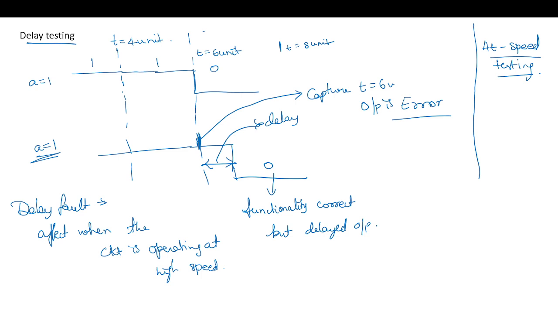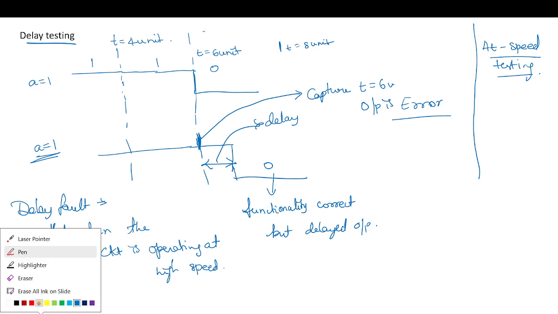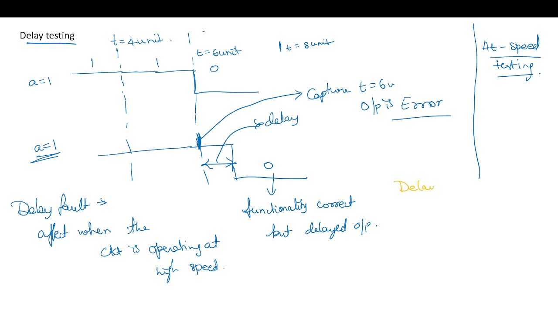So for these delay faults, the stuck-at fault model is insufficient to model all the delay related defects. So we want a separate model for the delay faults. The delay fault models are the path delay fault, the transition delay fault, and the segment delay fault.